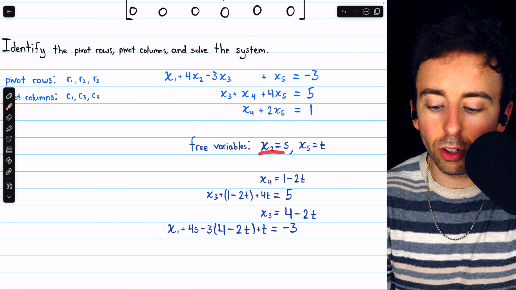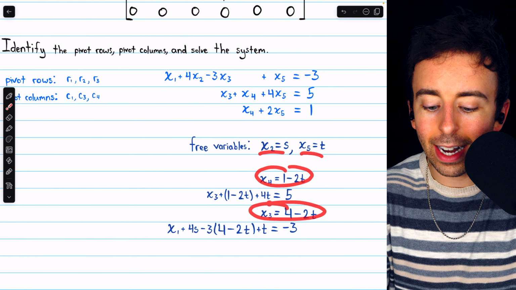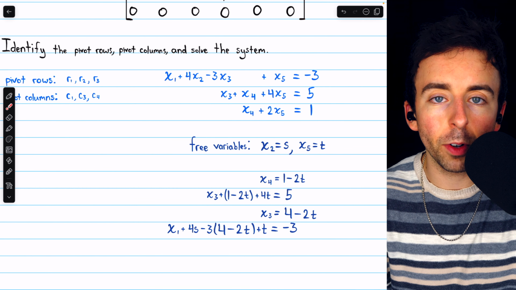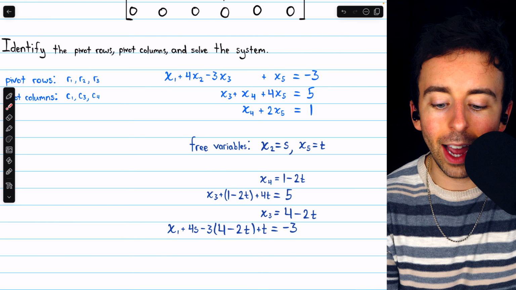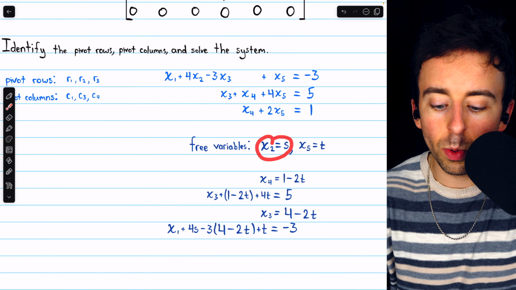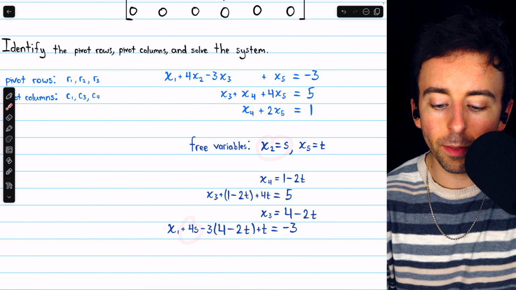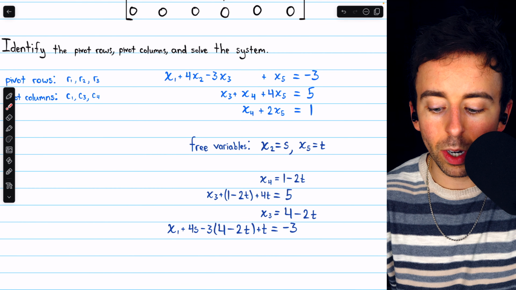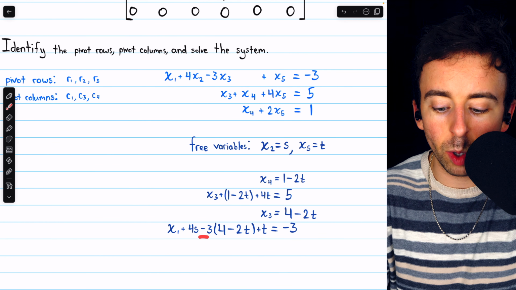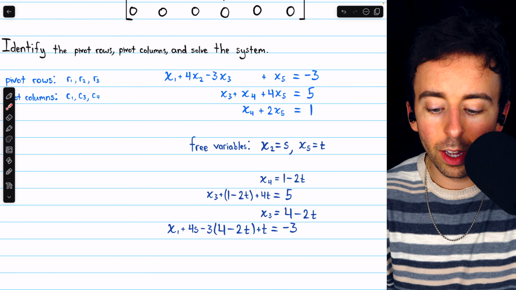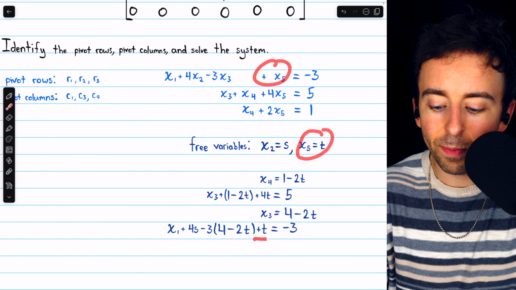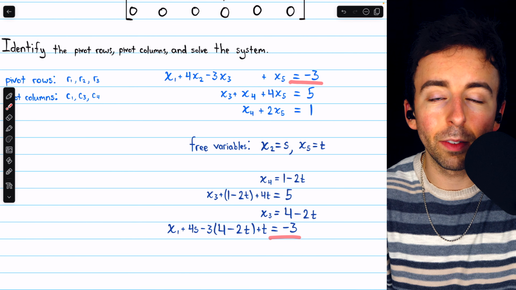Now that we know what x2, x5, x4, and x3 are, we can plug all of that into equation 1 and solve for x1. Equation 1 has x1, and then plus 4x2, but we know that x2 is s, so that's plus 4s. And then minus 3x3, but we know x3 is 4 minus 2t, so minus 3 times 4 minus 2t. And then it has plus x5, and x5 is t, so that's plus t, and this whole thing is equal to negative 3.